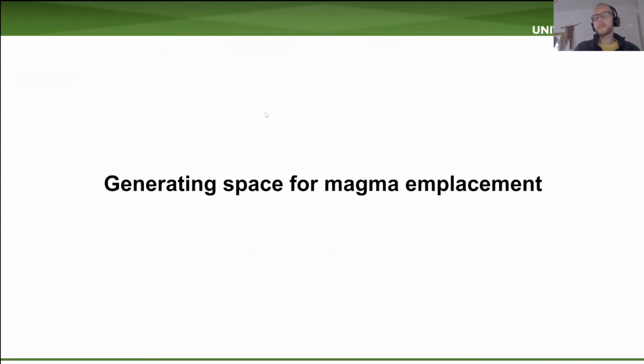Okay, so one of the other things that I wanted to discuss was how do we make space for magma emplacement? So the great thing about seismic data is not only can we look at the geometry of the intrusions and try to reconstruct how they are intruded, but we can look at how space was made around them. And that's important when we think about fracture networks and fluid flow, for example.